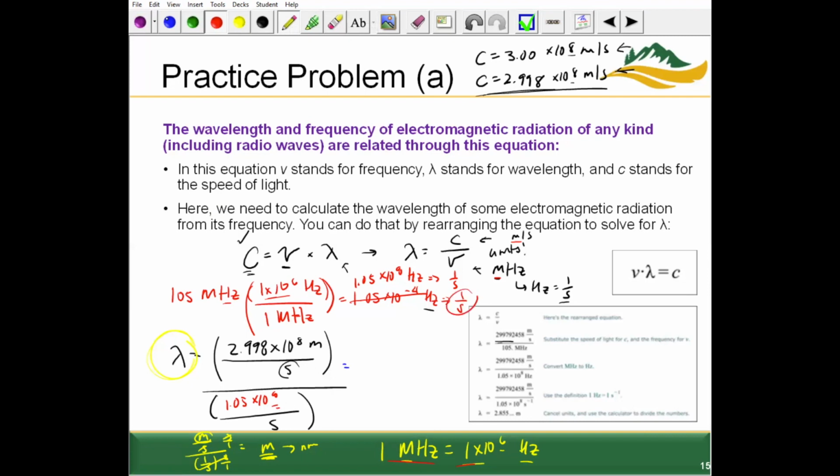Doing this division, I get 2.8476. No exponents here, just in units of meters. We only want 3 sig figs in the end, so this is just 2.85 meters. Again, you might be asked to eventually convert this into nanometers, millimeters, etc. So we would do this first, then do the next unit conversion if we needed to.